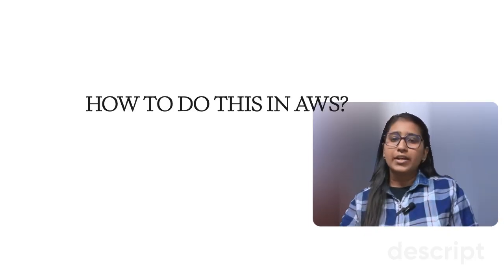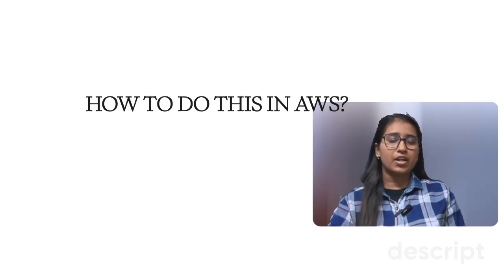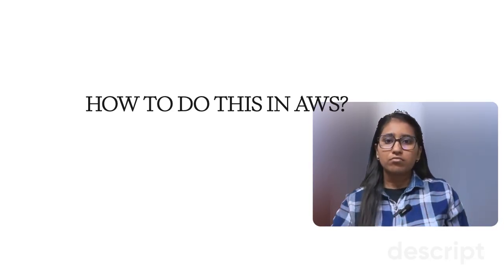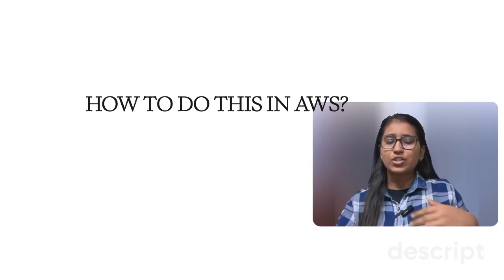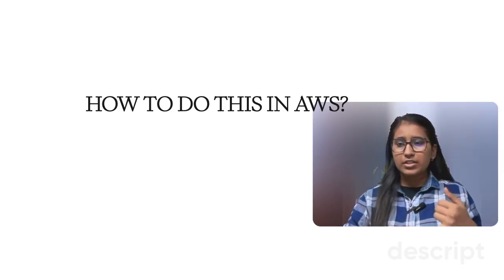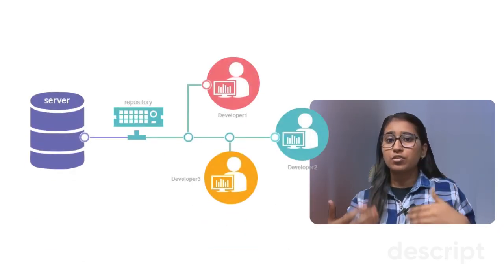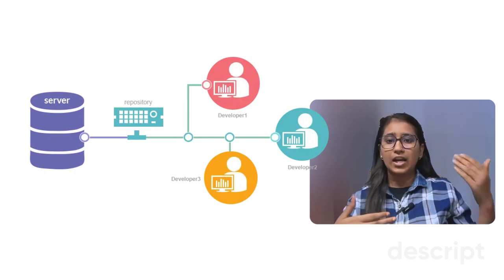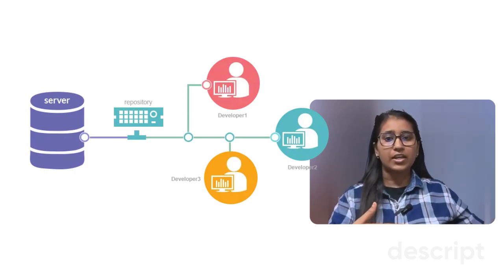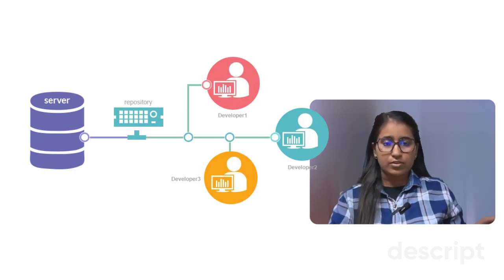How to do this in AWS? To do this in AWS, we have been provided with quite a lot of AWS services. Let's talk about a few major ones. The first step is having a version control system where you push in new changes to the code, and that triggers some other set of steps like building, testing, deploying, and a bunch of things.